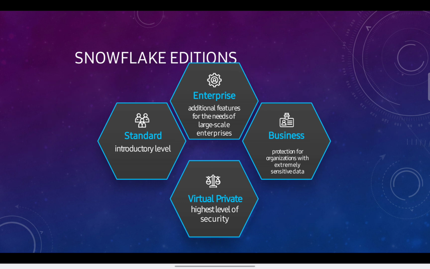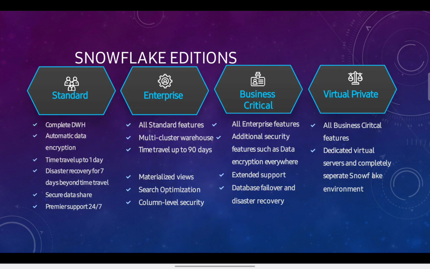So I have also created a slide comparing all these editions. You can go through this. There are some differences, like complete data warehousing and automatic data encryption in the Standard edition. There is also, I forgot, that Time Travel is for 1 day only, but when it comes to the Enterprise edition, Time Travel could be up to 90 days. In Business Critical, all these will be included, along with some other things also.